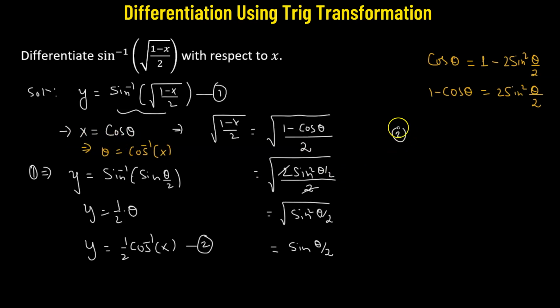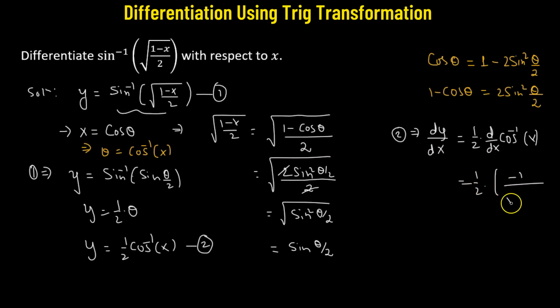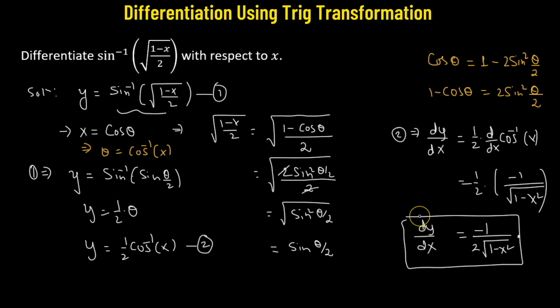Now what we'll do, we'll take equation number 2 and find out the derivative on both sides with respect to x, which will be equals to half times derivative with respect to x of the cosine inverse of x, which is half multiplied to negative 1 divided by square root of 1 minus x squared, or simply put, we have negative 1 divided by 2 times square root of 1 minus x squared. Now this is going to be the derivative of our given function with respect to x. Let's move on to the next problem.